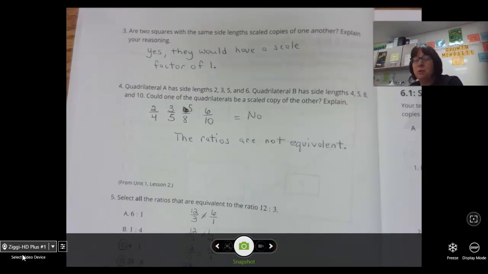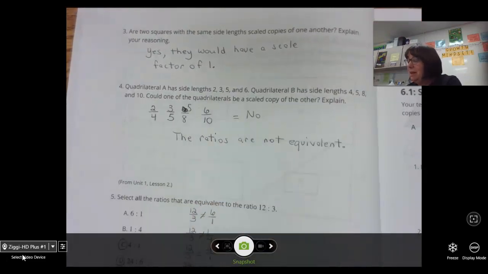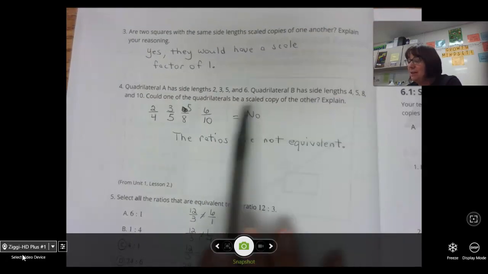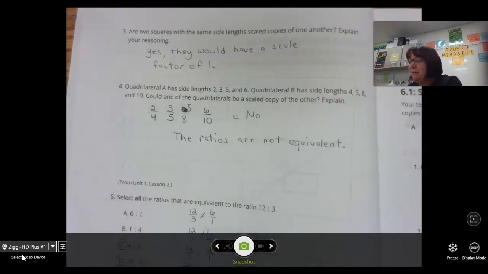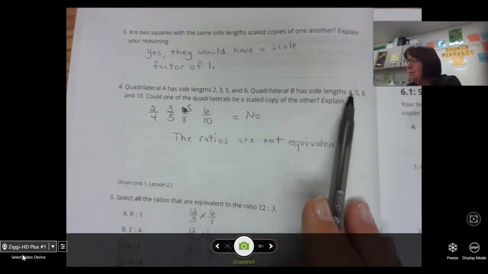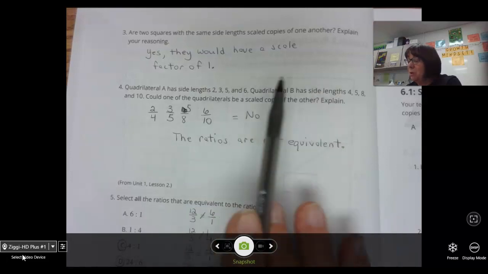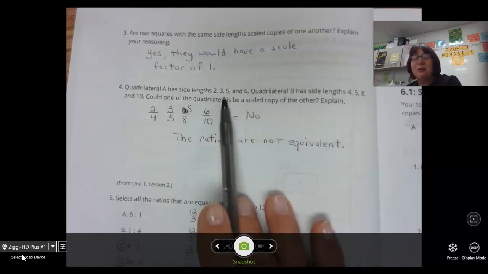Number 4 says quadrilateral A has side lengths 2, 3, 5, and 6. B has side lengths 4, 5, 8, and 10. Could one of them be a scaled copy of the other? They could not. The ratios are not equivalent. So you're going to compare. It doesn't matter because we don't know which one's a copy. We want to know if either of them could be.